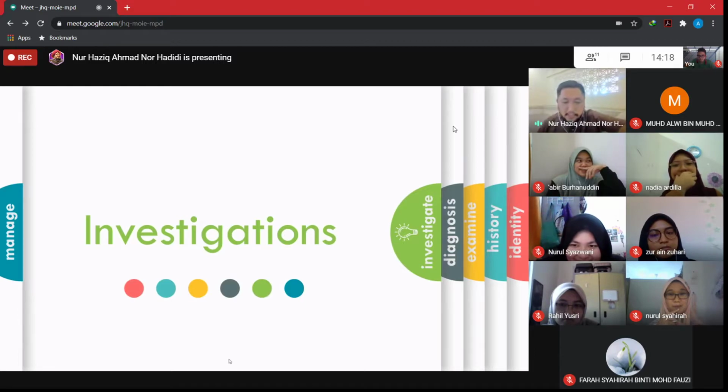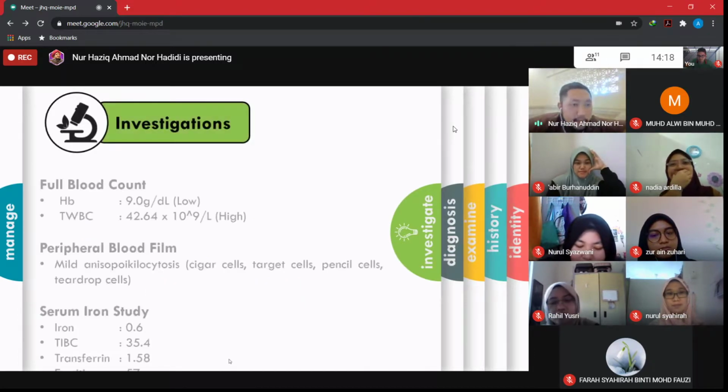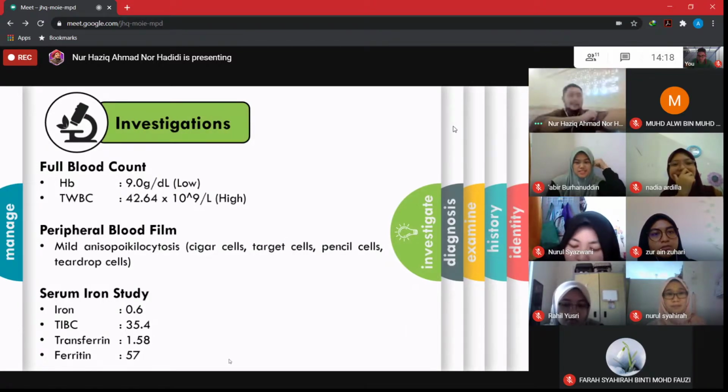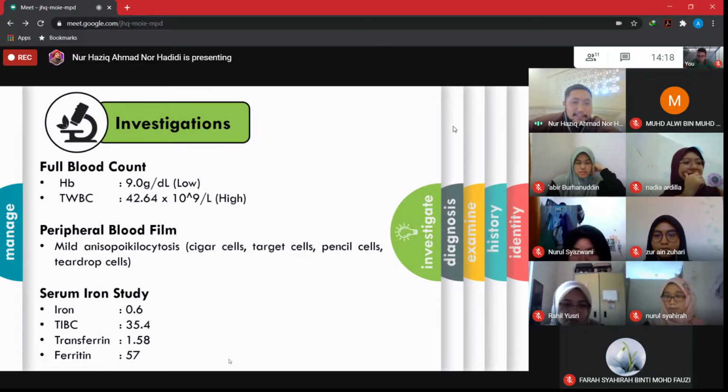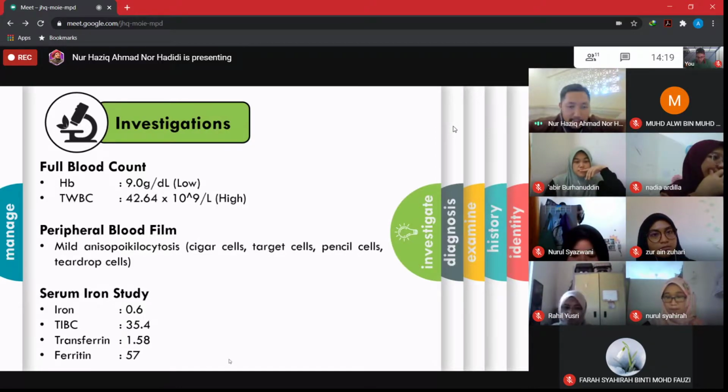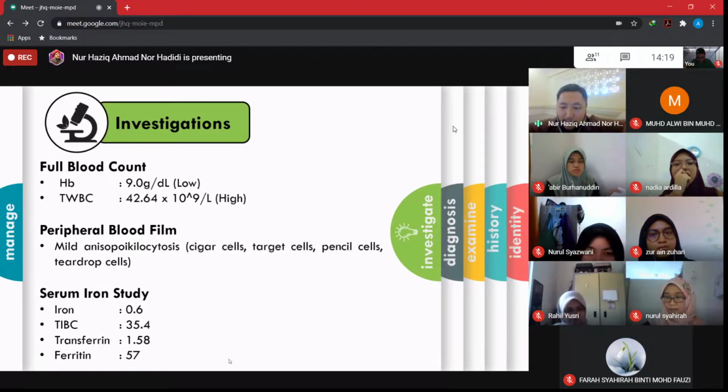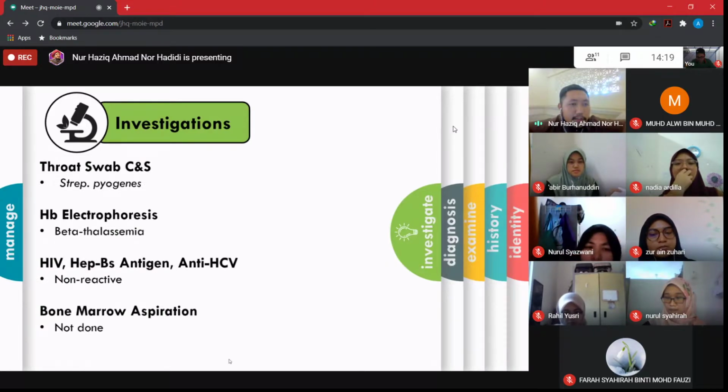So basically, for the investigations of this patient, the FBC reveals Hb 9 g/dL, which is low, with total white blood cell count 42.6, which is 4 times the upper limit of normal. The peripheral blood film shows mild anisopoikilocytosis, containing cigar cells, target cells, and also teardrop cells. Serum iron study shows low iron but normal ferritin. The throat swab shows growth of Streptococcus pyogenes.